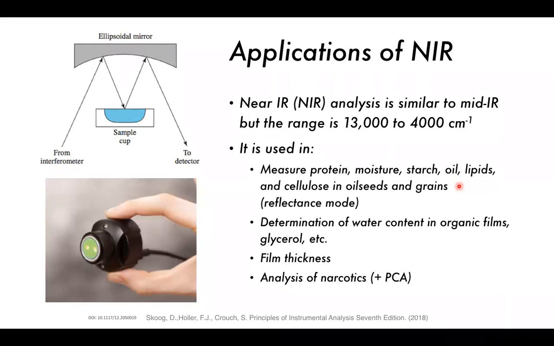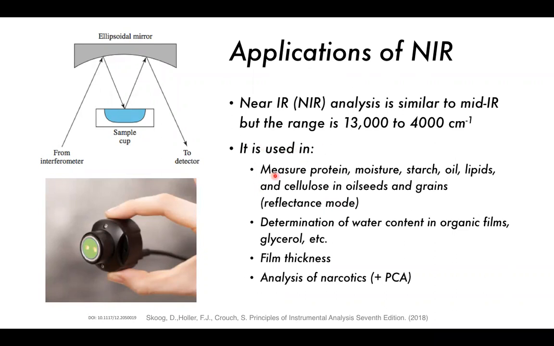Okay, and then finally, we talked about near IR before. This analysis is similar to mid IR, but the range is much higher, beyond 4,000 wave numbers, from 13,000 to 4,000 wave numbers. It's previously not really used that much, but it's gained a lot of use because you can get these sort of handheld measurement devices, which will allow us to actually, its major use is in customs. So they can analyze goods which are incoming to the country and make sure that there's no things which shouldn't be there.